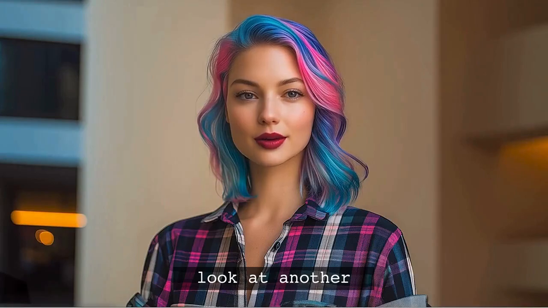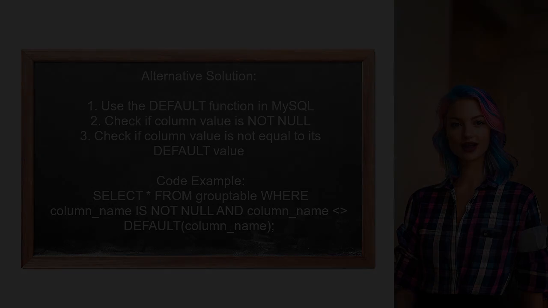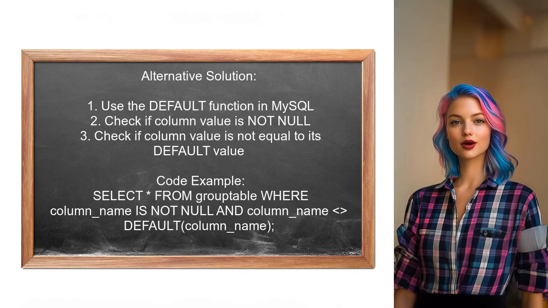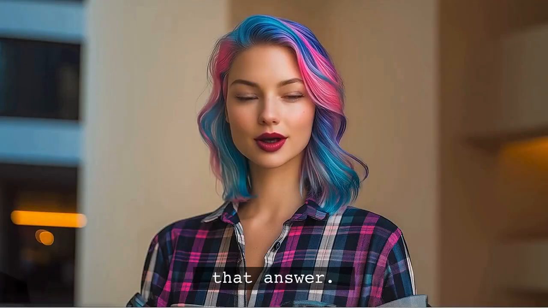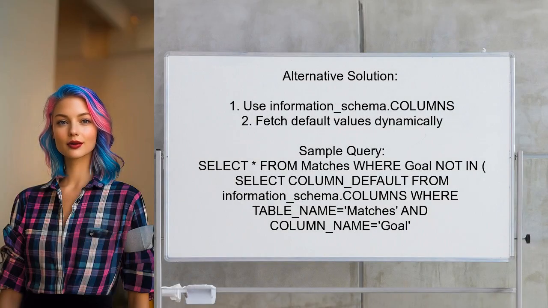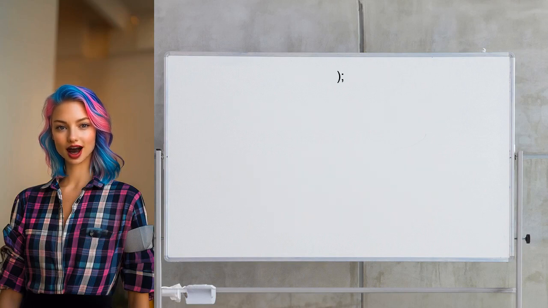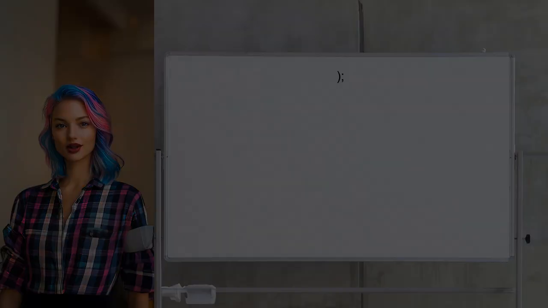Let's take a look at another answer from another user. An alternative solution provided by another user involves using the default function in MySQL. This approach allows you to check if a column value is not null and also not equal to its default value. The SQL query looks like this. Select star from group table where column name is not null and column name is not equal to default of column name. That's all on that answer. Let's take a look at another one. An alternative approach involves using the information schema columns table to dynamically find default values. This method ensures flexibility if default values change in the future.